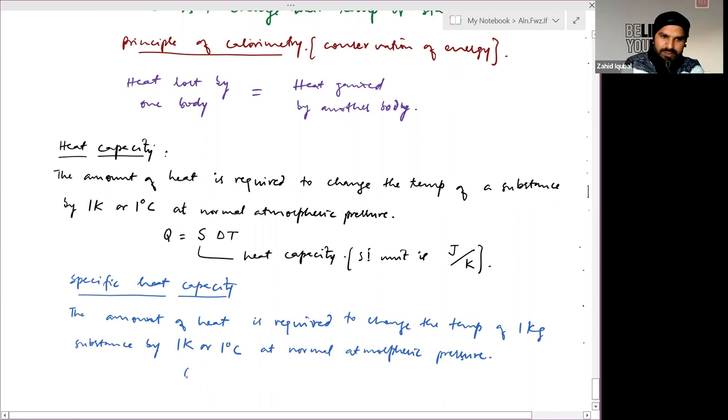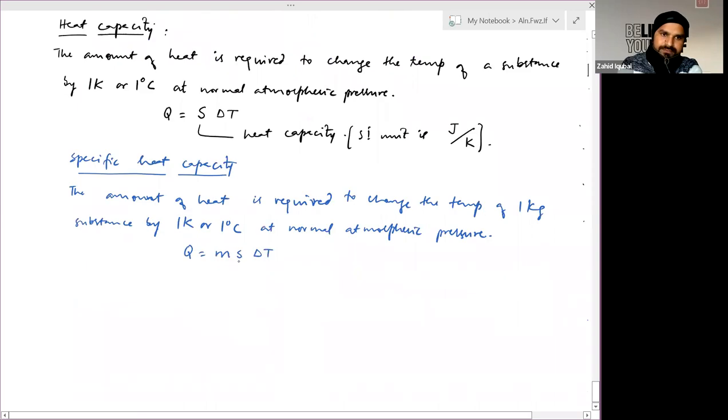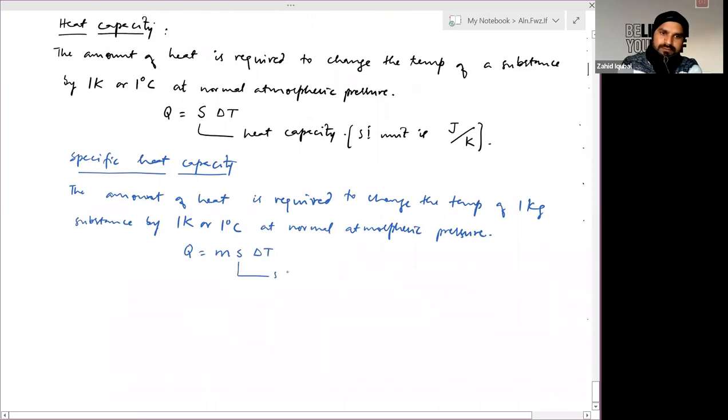So Q equals mass of substance times specific heat constant times change in temperature. So this small s is called the specific heat constant or capacity. Its SI unit related to this expression will be joule per kg per Kelvin.